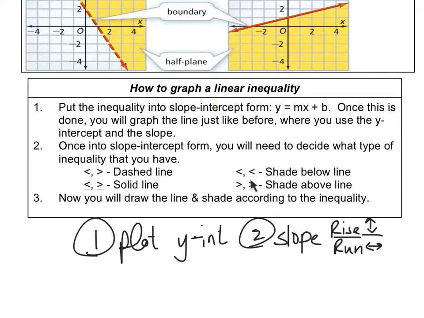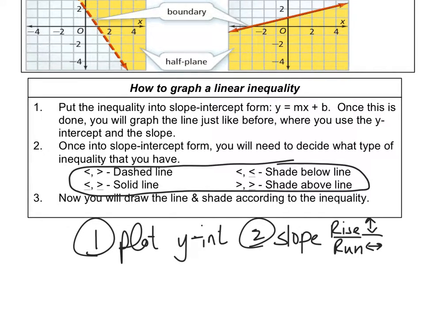Then you have to figure out, do you shade below or shade above? Less than and less than or equal to are always shade below the line. Greater than and greater than or equal to are always shade above the line. These are things that you might want to highlight or circle in your notes. These are going to be the important parts, these two things right here. Everything else is exactly the same.